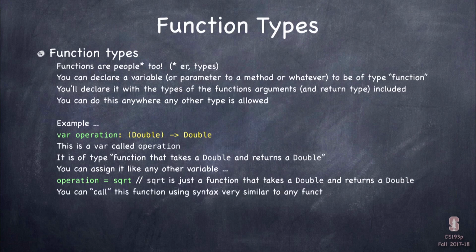Right? And how do I call it? Well, I call it just like a function. operation of 4.0 is going to call, in this case, square root of 4.0, because operation is a var that's holding a function, and that function is square root. Could not be simpler. Everybody cool with this? Now, other languages have function pointers and all this stuff, but it's all pretty tortuous to use. But in Swift, functions are a first-class citizen. They will be the argument to many iOS methods.